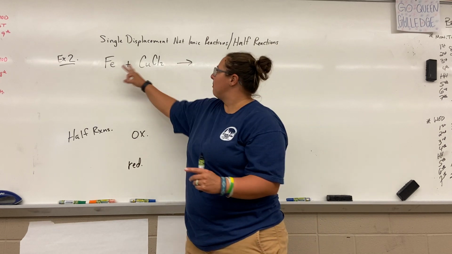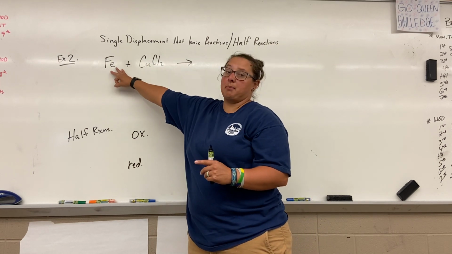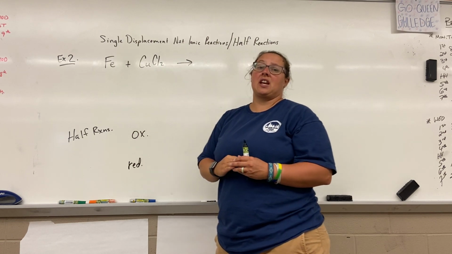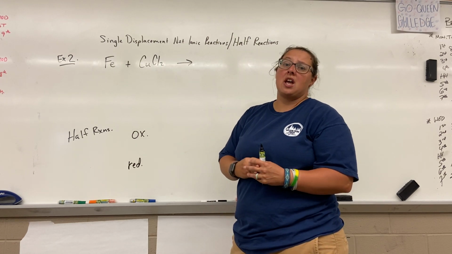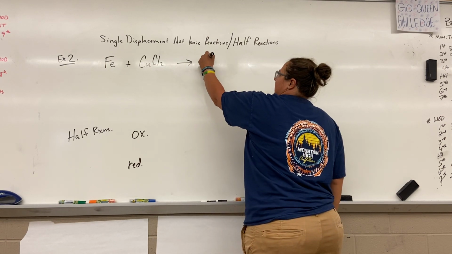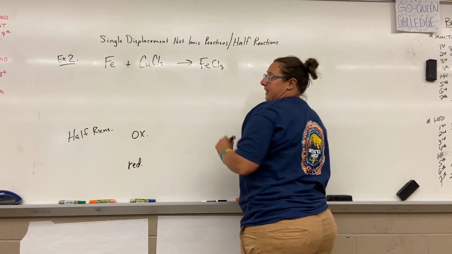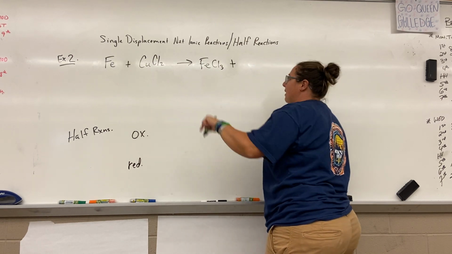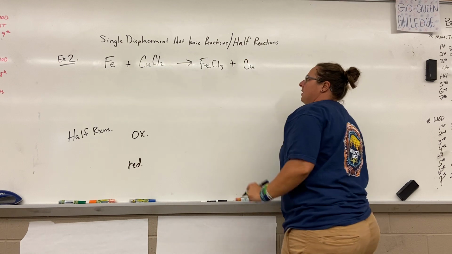So when I combine with copper, I'm going to combine with chlorine because that's the negatively charged thing and iron is positively charged. I'm going to make an iron 3 chloride. So that's going to look like this, FeCl3. Then my other product is going to be copper kicked out by itself, so plus Cu.